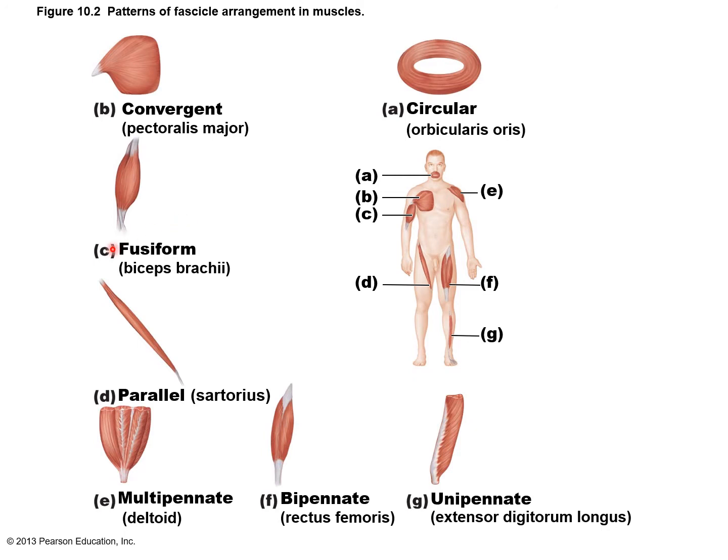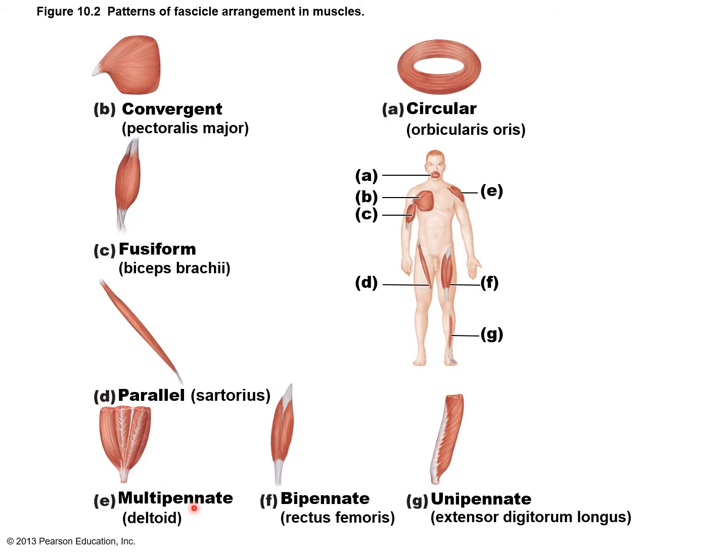Fusiform is a spindle-shaped muscle. It's kind of fat in the middle and it tapers at the ends. So the biceps brachii is an example of a fusiform muscle. Parallel is more strap-like. And the sartorius, which is the longest muscle in the body, crosses over the hip joint and over the knee joint. That's an example of a parallel muscle.